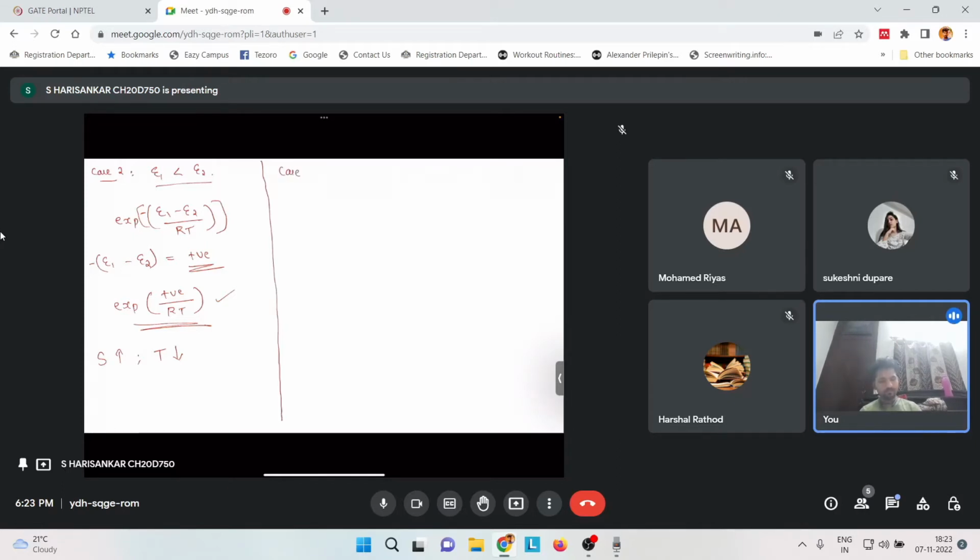Then the final case, case 3, where E1 is equal to E2. In that case, E1 minus E2 will be 0, and this exponential term will be exponent of 0, which is 1. That means for parallel reactions where the activation energies of the two reactions are the same, the selectivity will be independent of temperature.